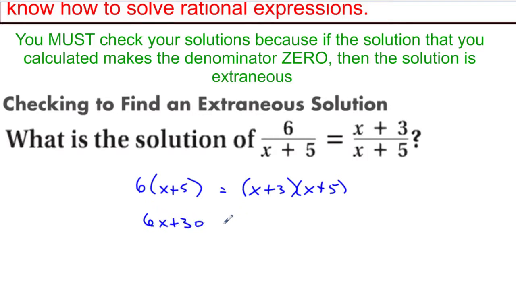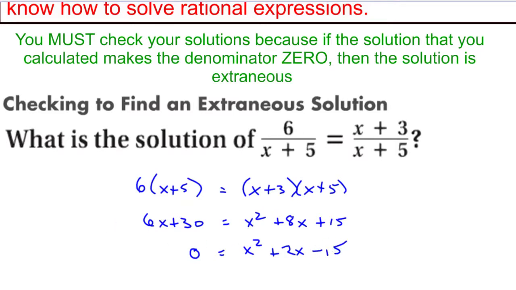Okay, and the right-hand side is just a FOIL, so we just get x squared. Okay, we get a 5x and a 3x. That's 8x. Okay, and we get 3 times 5, which is 15. Okay, so now I see a quadratic happening here, so I got to set this equal to 0. I'm going to subtract these two left-hand elements over to the right. So it's going to say 0 equals x squared. When I do 8x minus 6x, I get a 2x. Okay, and when I do 15 minus 30, I get negative 15.